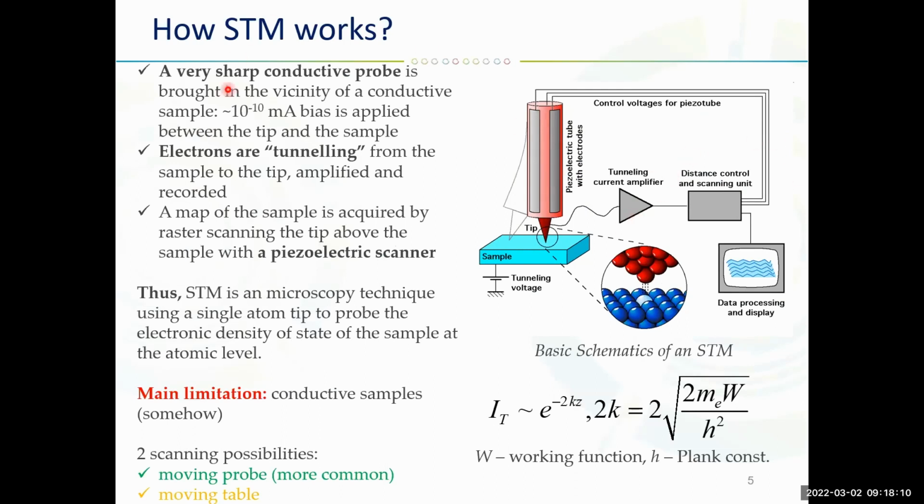Again, here we have a sharp conductive probe. In the vicinity of the conductive sample, the current is about 10 to the power of minus 10 milliamperes. This is the bias that I was talking about. And the main limitation of STM is the conductive sample. If your sample is not conductive, then STM will not work.